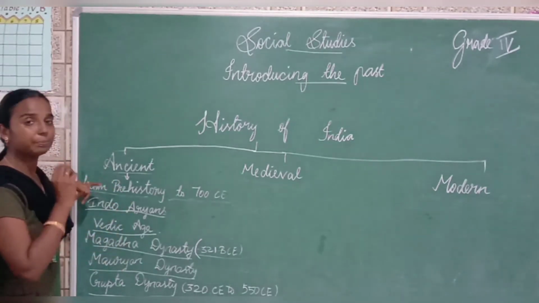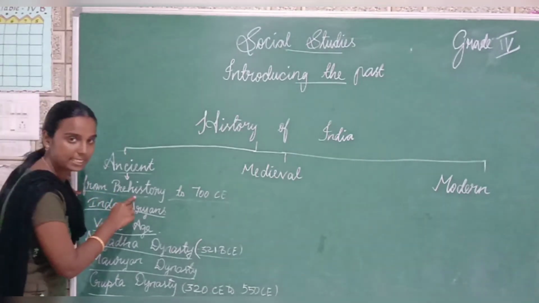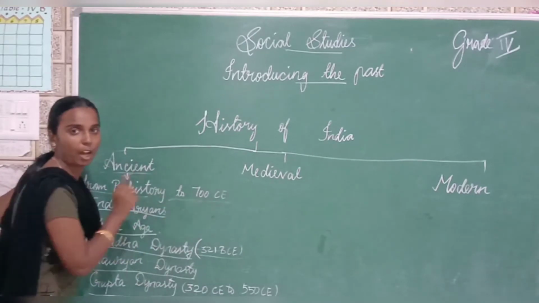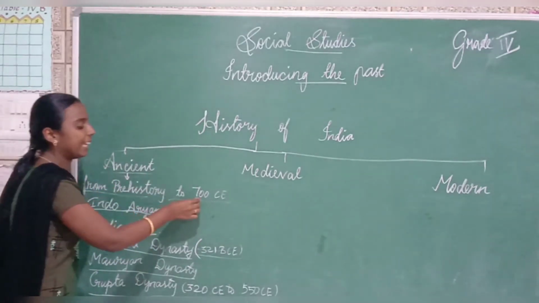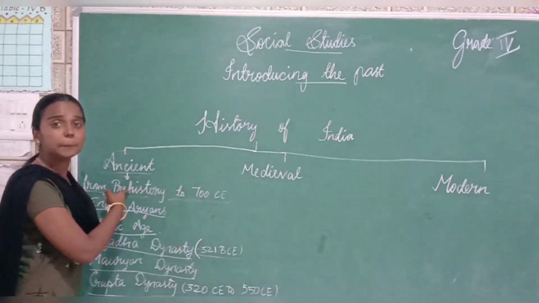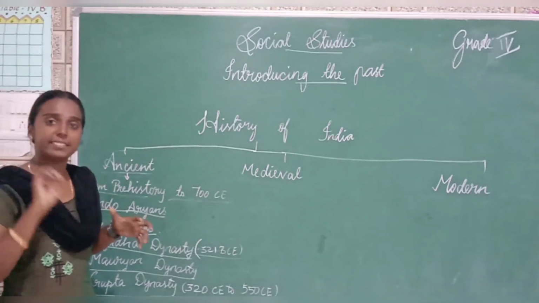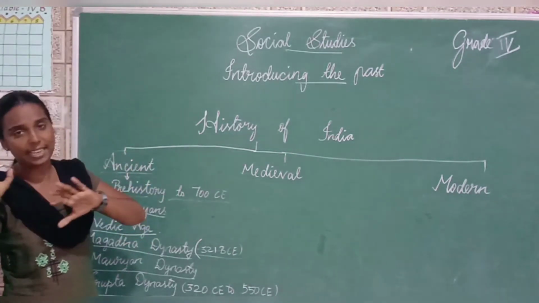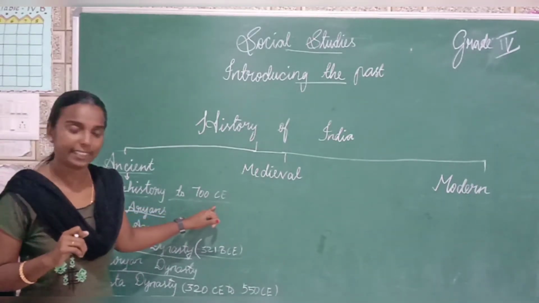So first we have seen its time period, right? So it starts from prehistory to 700 Common Era. So this ancient period starts from prehistory and ends till 700 Common Era. So what do you mean by prehistory? The time when historical events have not been written down. So it is very early, very past, till this 700 Common Era, okay.